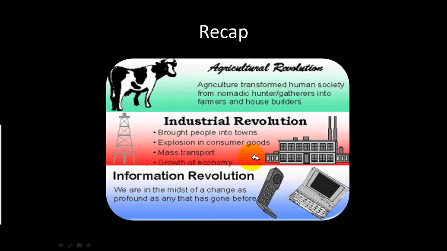So, in a quick recap, the agricultural revolution occurred. People stopped being nomads, and agriculture transformed human society from nomadic hunter-gatherers into farmers and house builders. The Industrial Revolution brought people into the towns and cities, saw an explosion in consumer goods, the first mass transportation, and the growth of the economy. And then we experienced the information revolution, which we are a part of now, and it allows us to transfer information and communicate in the blink of an eye.